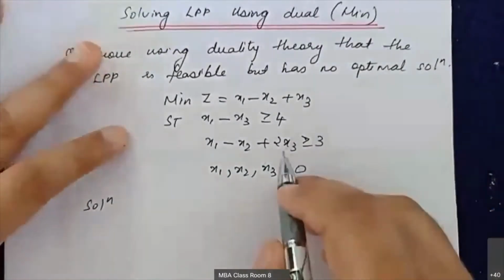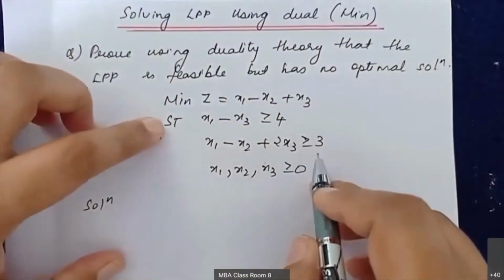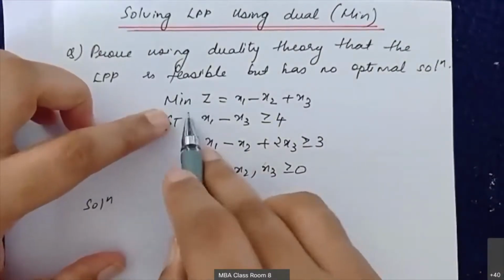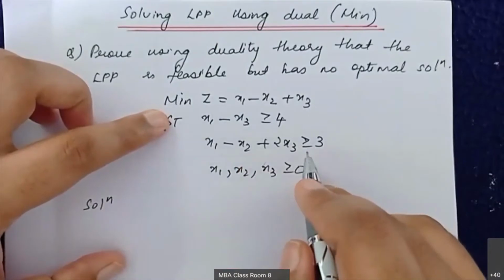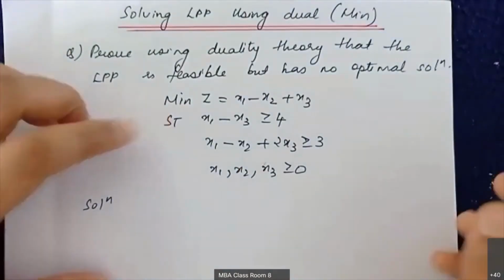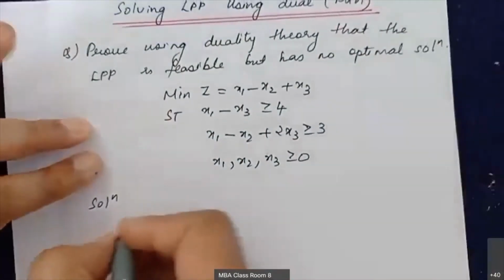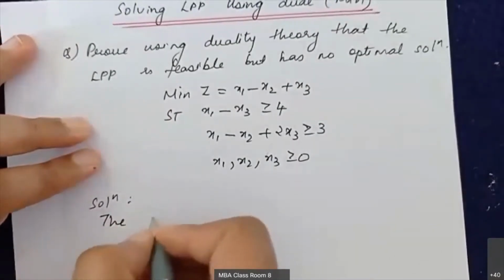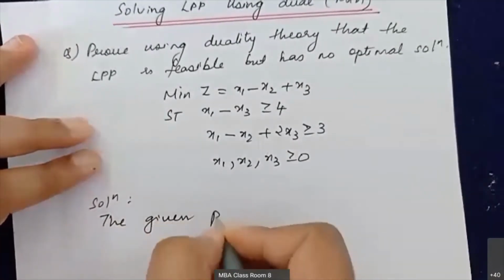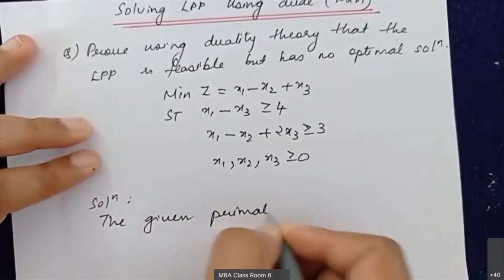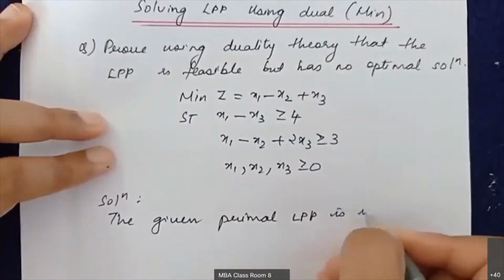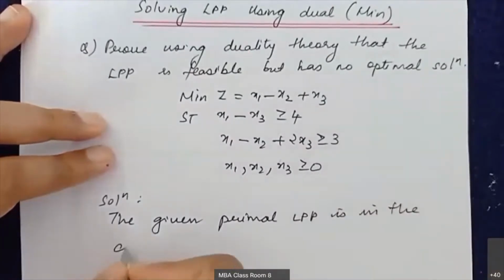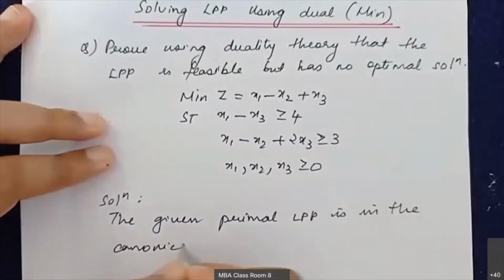Okay, over here, can you tell me if it is the canonical form? We have the minimization problem. All the constraints are of greater than or equal to type itself. So we know that it is already of the canonical form. Okay. So we'll write the given primal LPP is in the canonical form. It is already in the canonical form.